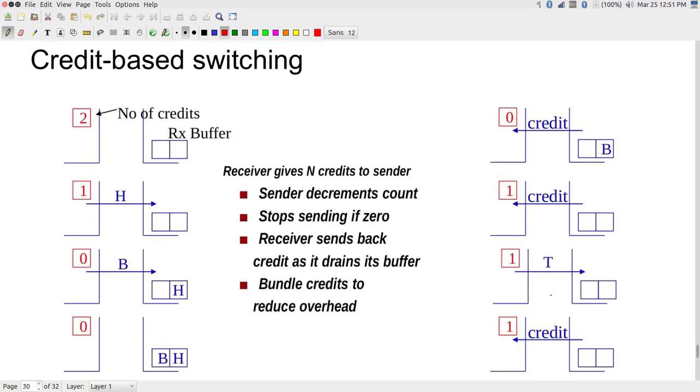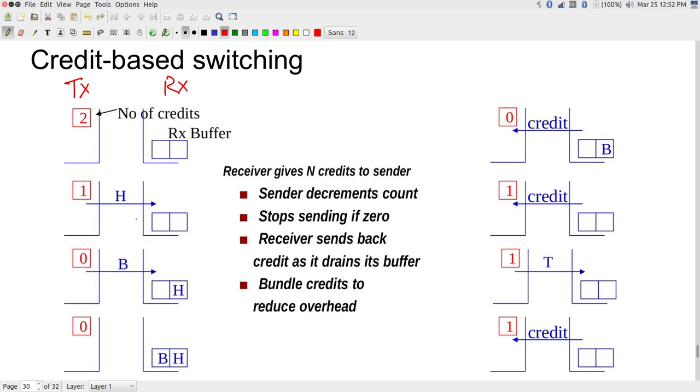Another variant of this is something called credit based switching, right? Which is once again trying to solve the same problem. What it's saying is, I don't want to wait for acknowledgements on every single thing. I want to give this transmitter some amount of credit or buffering, basically saying, okay, you can transmit so many things to me at one shot, right? And I will let you know at some point if something is going wrong. In this case, this is the transmitter, this is the receiver, right? The transmitter currently has two credits from the receiver. Okay, so what does it do? It can send two flits or two elements of data across, right?